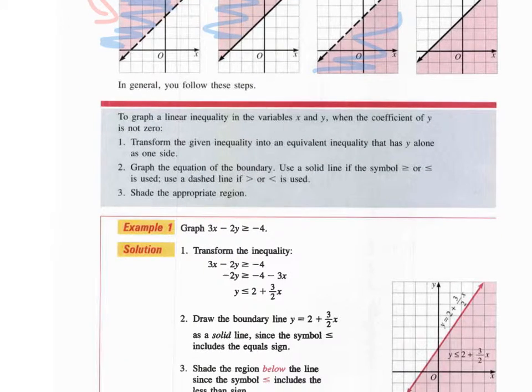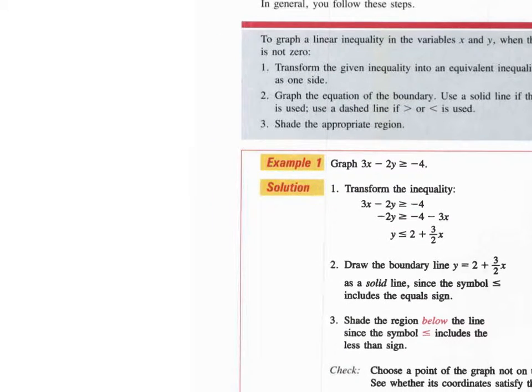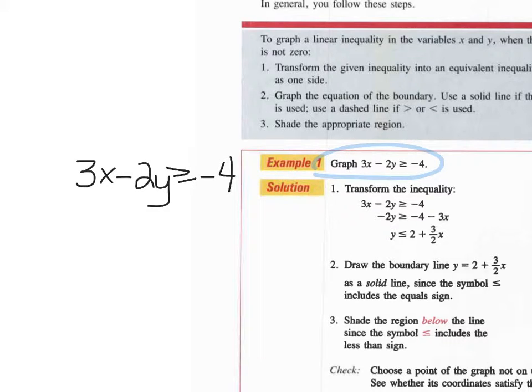Let's try another example. Now, when you're taking the test this week on this, the equations or the inequalities given to you will not be in slope-intercept form. You will have to rearrange them first. So the first one here is 3x minus 2y is greater than or equal to negative 4. I need to get this into y equals mx plus b form.